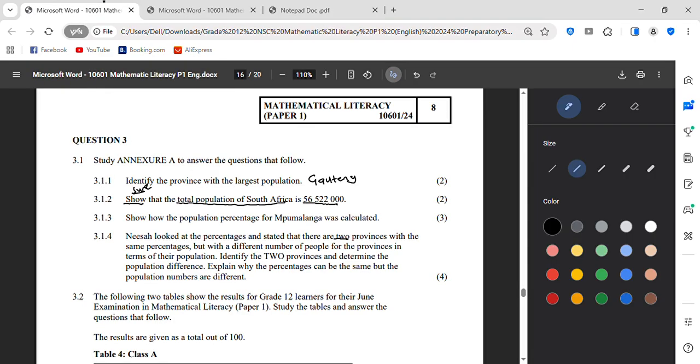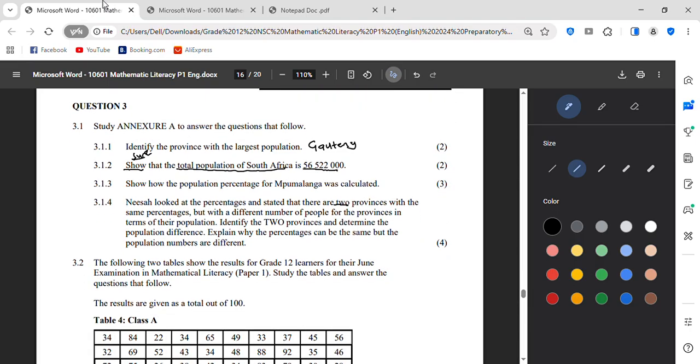They said explain why the percentages can be the same but the population numbers are different. Here I'm just going to explain and not write it, but as I say it, I hope you'll be able to catch the answer. The reason why the percentages can be the same but the population numbers are different is because the numbers are so large, or the numbers are too big. So it is possible to have the same percentages. Let's go to 3.2.